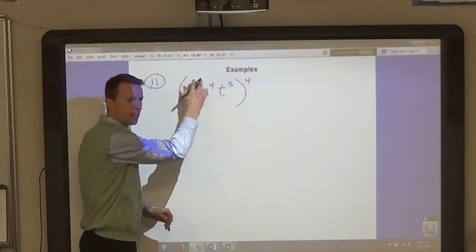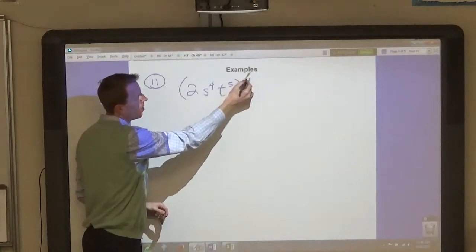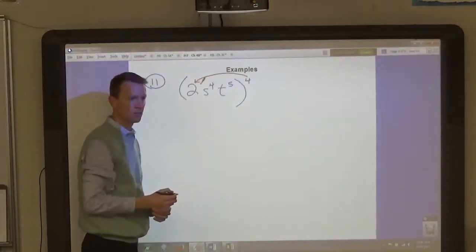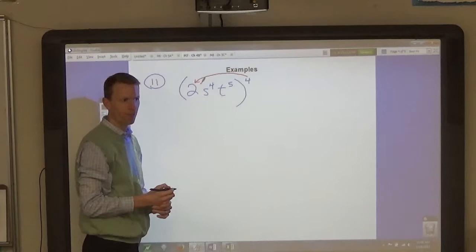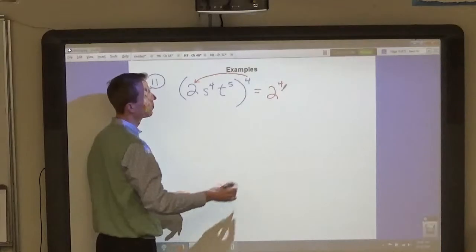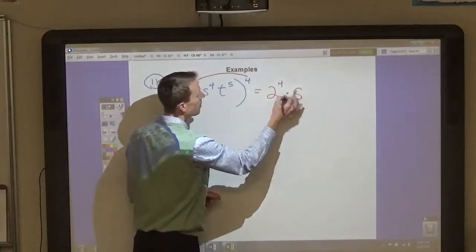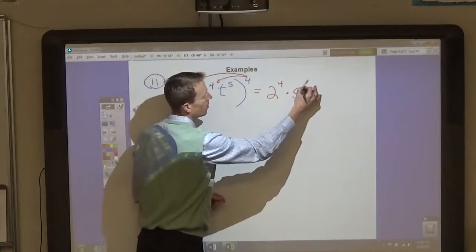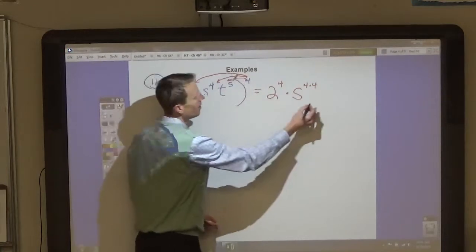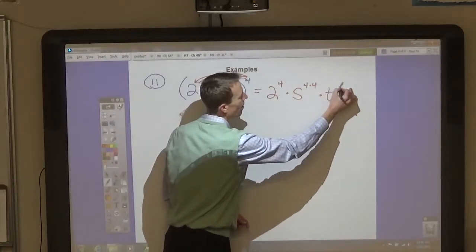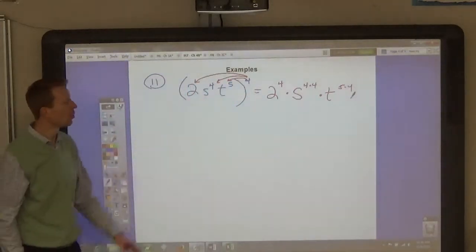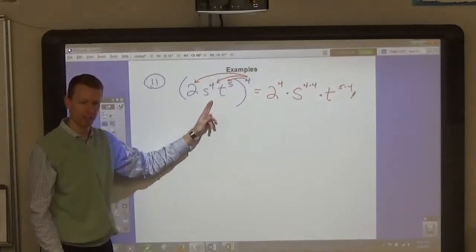So remember when we distributed and just multiplied over parentheses? In this case, since everything is in parentheses, we're going to distribute the power of 4 to the 2. So that's 2 to the fourth power times s to the fourth times 4, times t to the fifth times 4. Okay? So we're distributing that fourth power to everything.